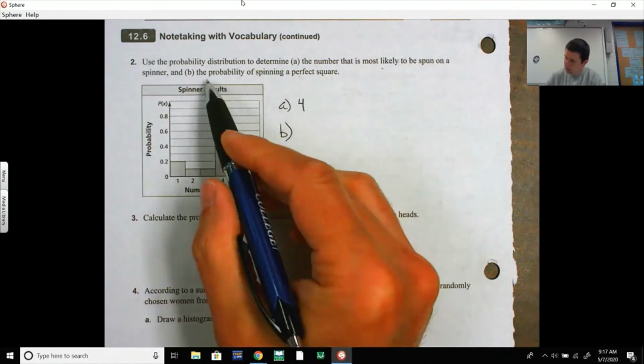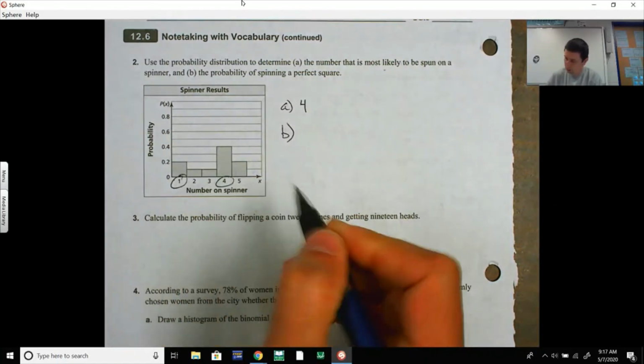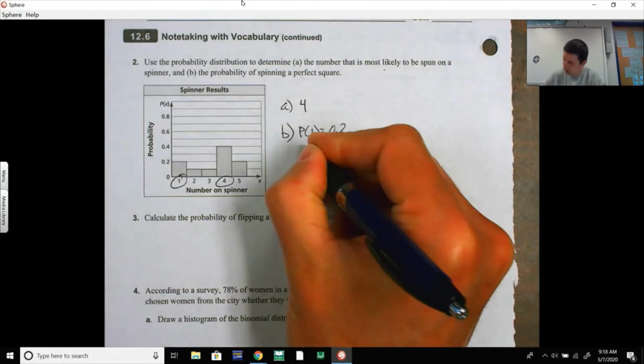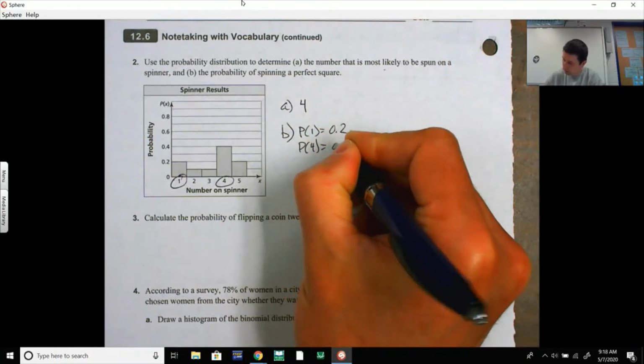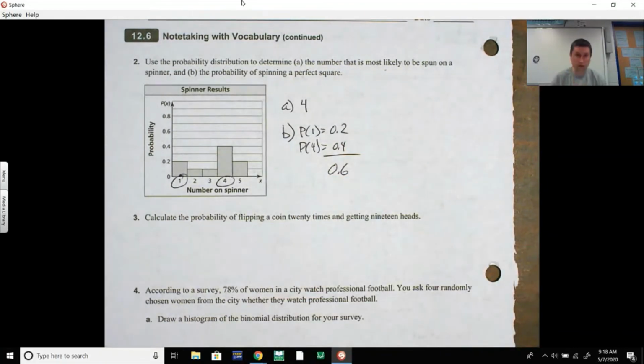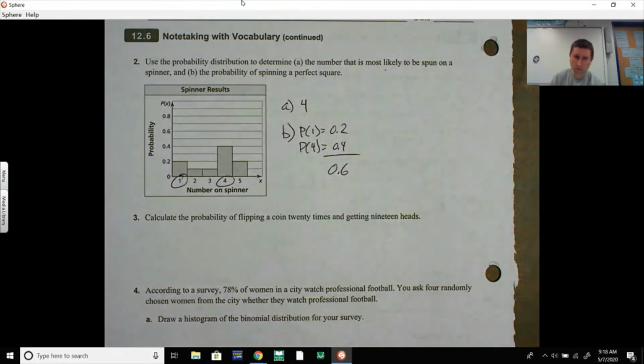For B, the probability of perfect square, that'd be either a 1 or a 4. So the probability of a 1 is 0.2. The probability of 4 is 0.4. We add those together and we get 0.6. So there's a 60% chance you'd roll a perfect square, a 1 or a 4.